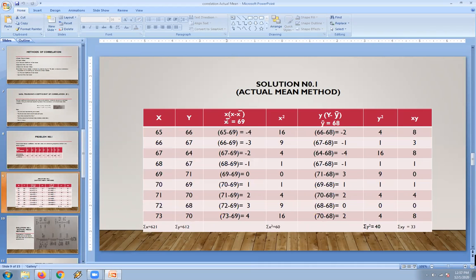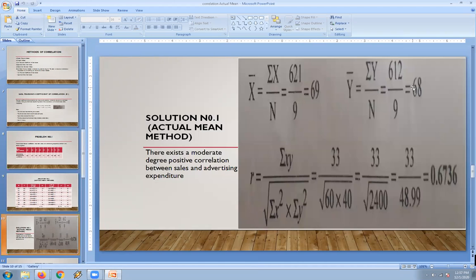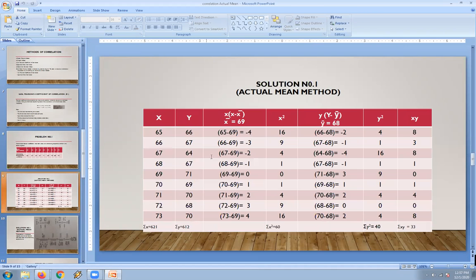So here small x has to be calculated. It is nothing but x minus x mean. The x mean value we calculated here is 69, and the y mean is 68, which have to be considered for the calculation. Let us calculate sigma x, the deviation of the x column. So here x is 65, and all x bar values are 69. Deduct all the x values 65, 66, 67 with x bar.